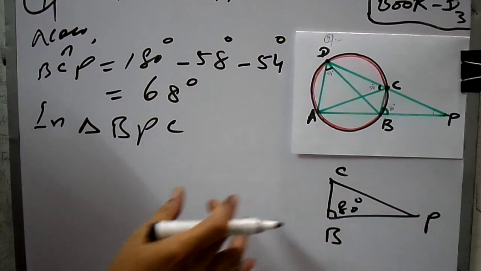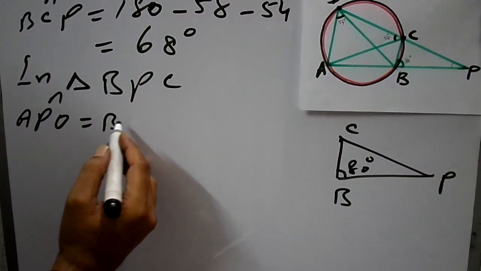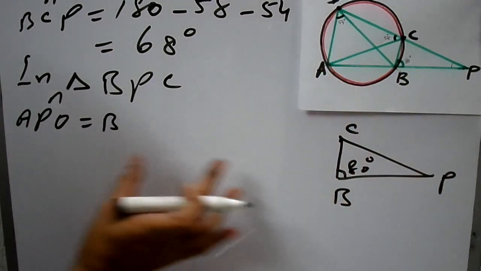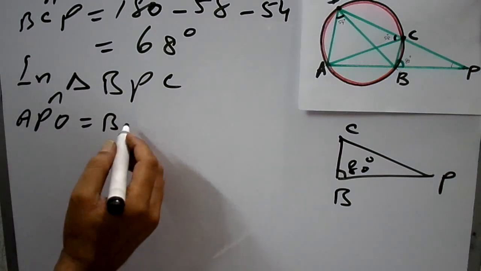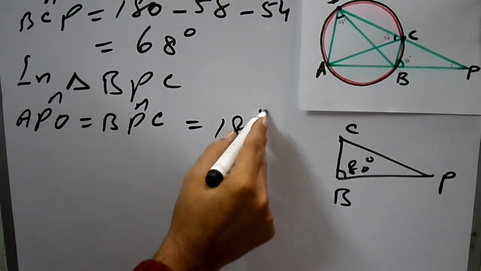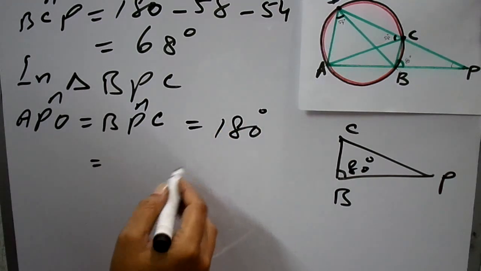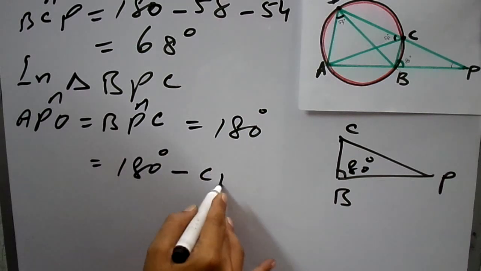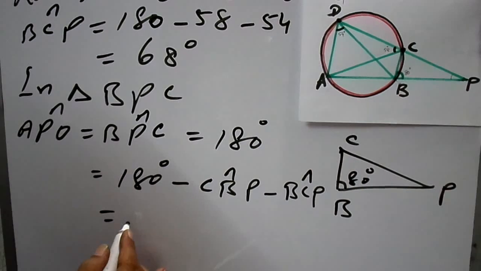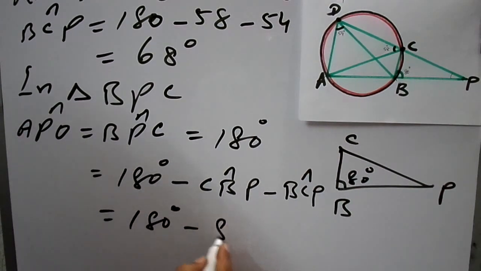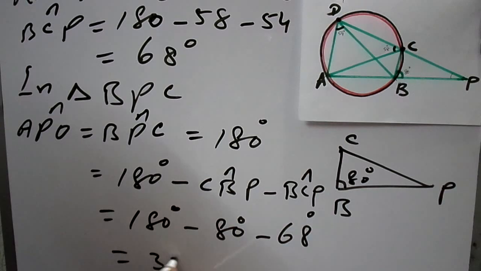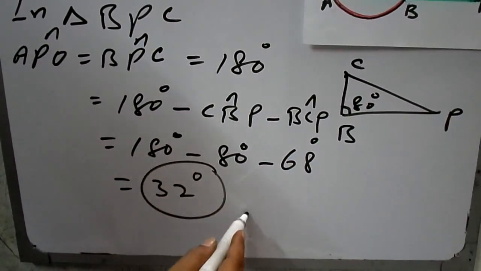Then in this triangle, we cut the piece of a triangle from the given diagram. So you can see here that APB, that is angle BPC, is equal to 180 degrees. By further simplification, 180 degrees minus CBP minus BCP. The given angles are CBP equal to 80, and angle BCP is 68. So after subtraction you will get 32. So 32 degrees is your required result.